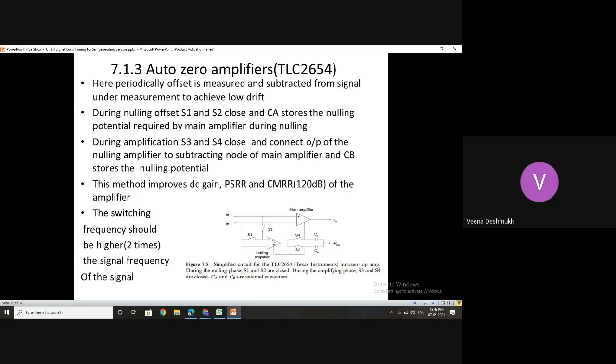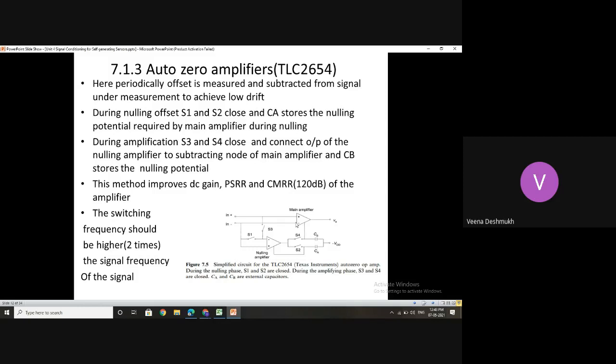So the switching frequency of all these should be twice higher than the signal frequency. This is our Nyquist rate. In case of our sampling theorem, the Nyquist rate also is the same. Signal frequency and the sampling frequency, what is the relationship there? The sampling frequency should be at least twice the signal frequency for reconstruction of the signal without losing any information. That is the minimum requirement.